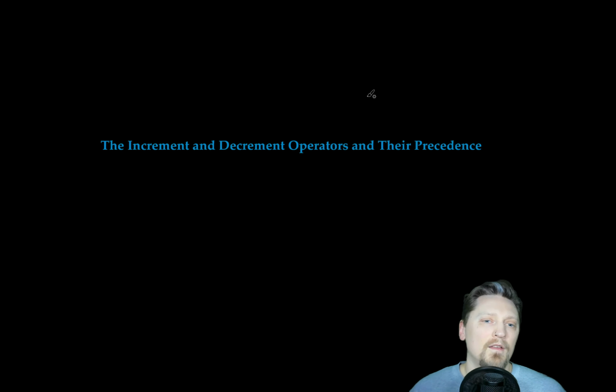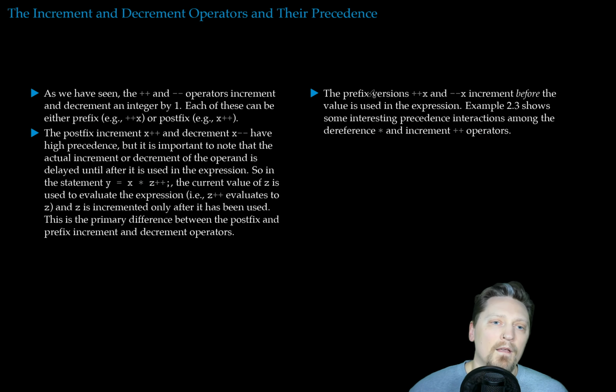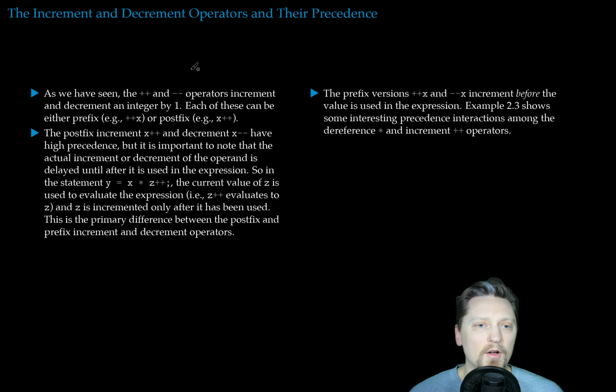The increment and decrement operators and their precedence. So these are a little bit tricky when you first look at them, so we'll take special care. As we have seen, the ++ and -- operators increment and decrement an integer by 1. Each of these can be either prefix, for example, ++x, or postfix, for example, x++.